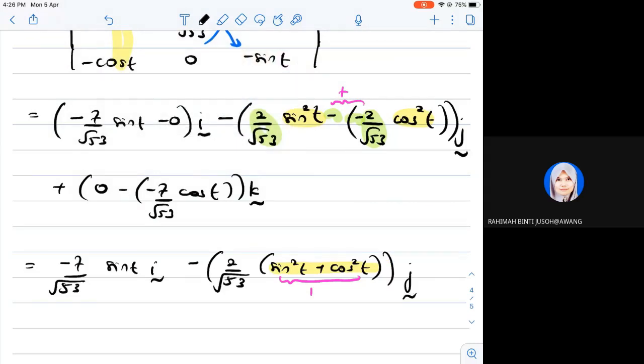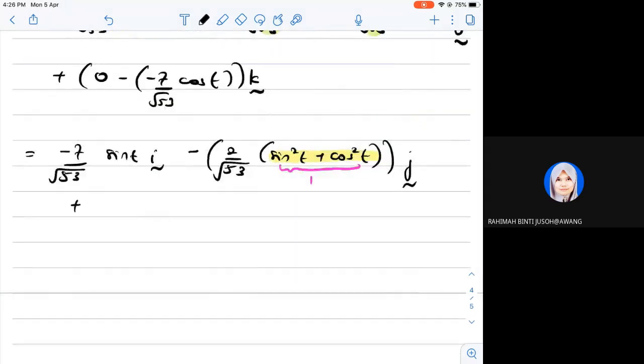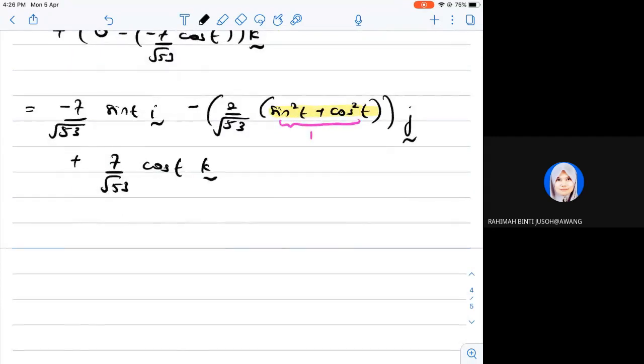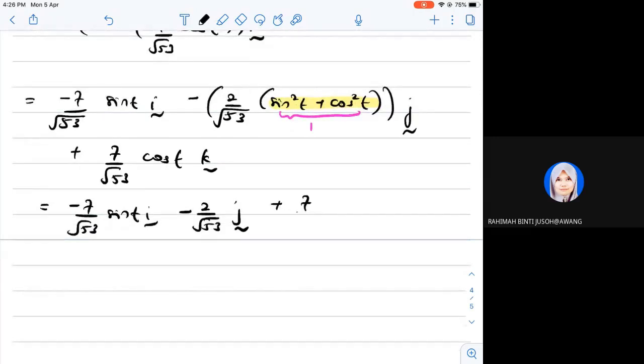So this is your J, and then your K should be plus 7 over square root 53 cos tK. So final answer equals to, kita ada negative 7 over square root 53 sin tI minus 2 over square root 53 J. Dah tak ada dah lah sin square dengan cos square tu sebab dia sama dengan 1. And then the last one is 7 over square root 53 cos tK. Understand?